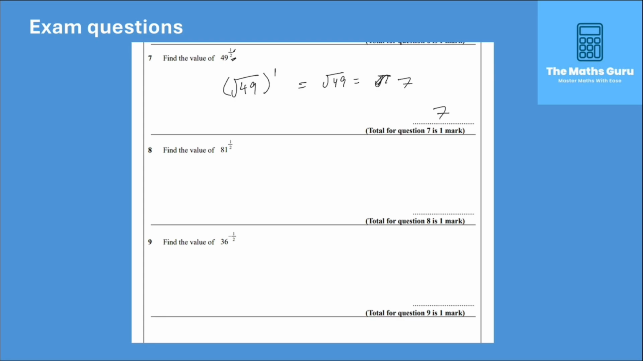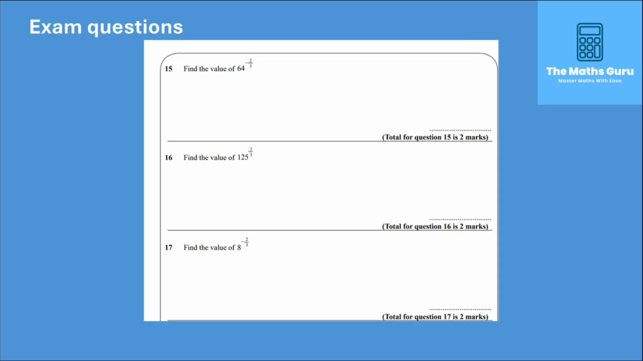Then looking at 81, we're going to have to apply the same thing because our denominator is a half. We're going to have to do root 81 to the power of 1, which is going to be 9 to the power of 1, which is just 9. Looking at 36 to the negative half, we have to do the reciprocal, which is going to have to be 1 over 36, still all to the power of a half. Then we apply the square root of 1, the square root of 36, which is just going to be 1 over 6, and that is our final answer.